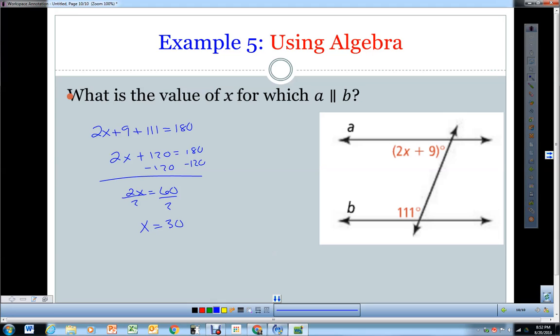You can always double check by putting it back in. If these two angles are supplementary, this would have to be 69 degrees, and you get 2 times 30 is 60, plus 9 is 69. So these two add up to equal 180.